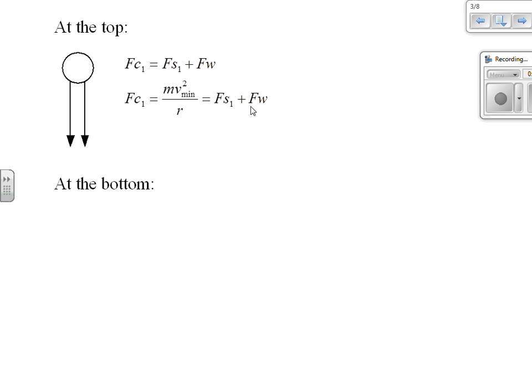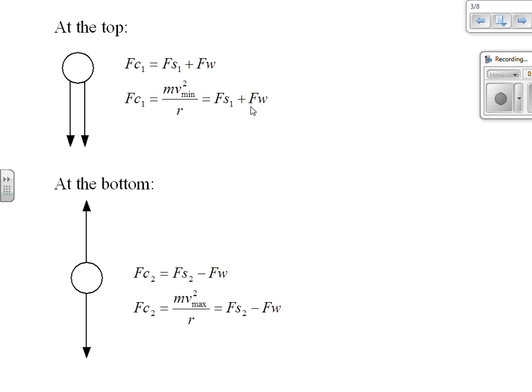What about at the bottom? Don't get all hung up on positive and negative here, because I know that sometimes trips people up a bit. The centripetal force is made up of the string force minus the weight force. They're opposite directions because the weight force is down, which means the centripetal force, m v squared over r, that v is max, so it's m v max squared over r is equal to the string force 2, the tension at the bottom, minus the weight force. Does the weight force change? Weight force stays the same.